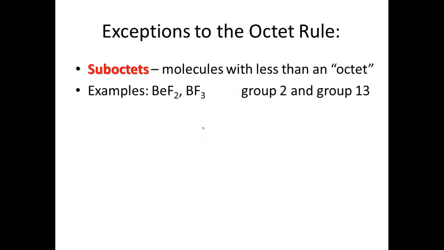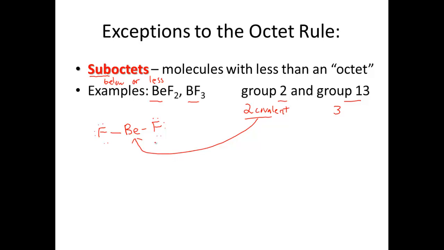Our second example, exception to the rule, suboctets. Sub means below or less than our number of octets needed. So a couple elements that really fit this rule from group 2 and group 13 are beryllium fluoride and boron fluoride. What they look like, group 2 is going to want to make two covalent bonds, and group 13 a lot of times will only make three covalent bonds instead. So beryllium fluoride is happy with only two covalent bonds instead of having its full eight electrons, so we're only showing four electrons bonded there.